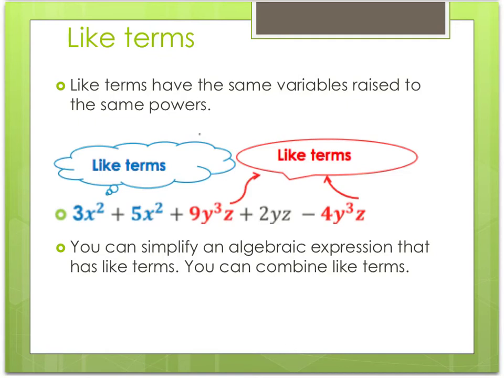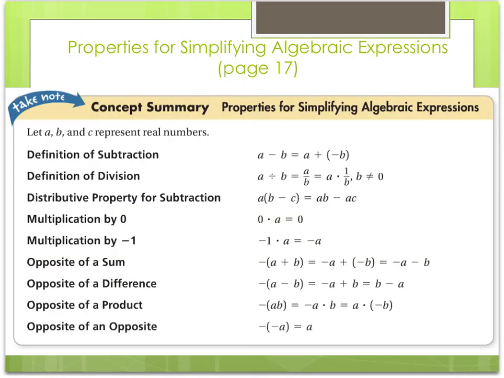So just like John Smith and Karen Smith have the same last name, therefore they can go together, they can live in the same house. So 3x squared and 5x squared can come together and live in the same term, 8x squared. Same thing here with the 9y cubed z and then -4y cubed z. And when you bring them together, you would just combine the coefficients, 9 and -4, so I would get a positive 5y cubed z.